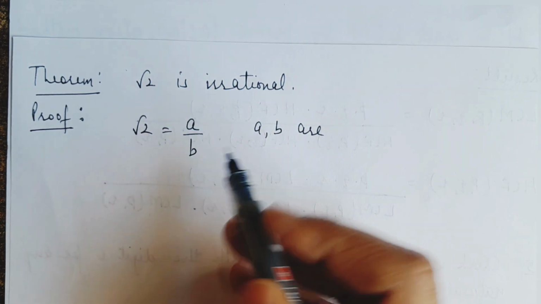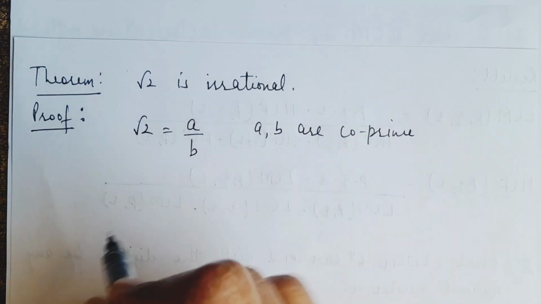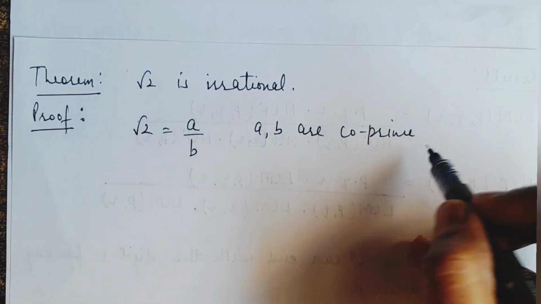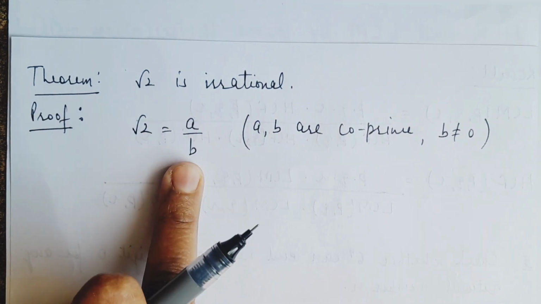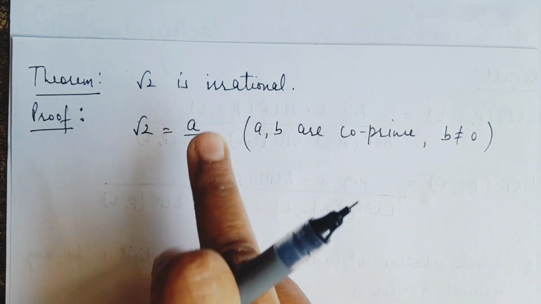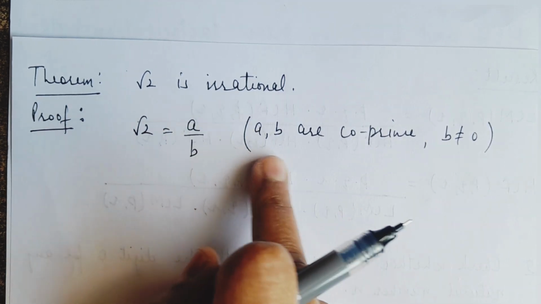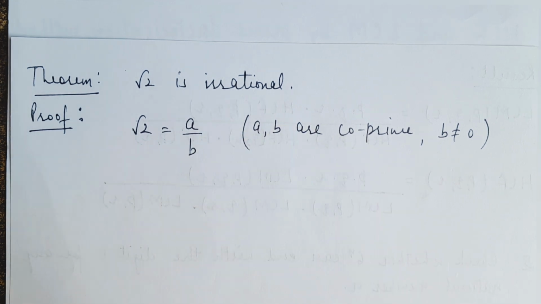This means A and B will both be co-prime numbers. Co-prime means they do not have any common factor other than 1, and B is non-zero. Because this is a rational number, the definition of a rational number states that the denominator is always non-zero, and this is the simplest form, so they do not have any common factor other than 1. So A and B are co-prime numbers.